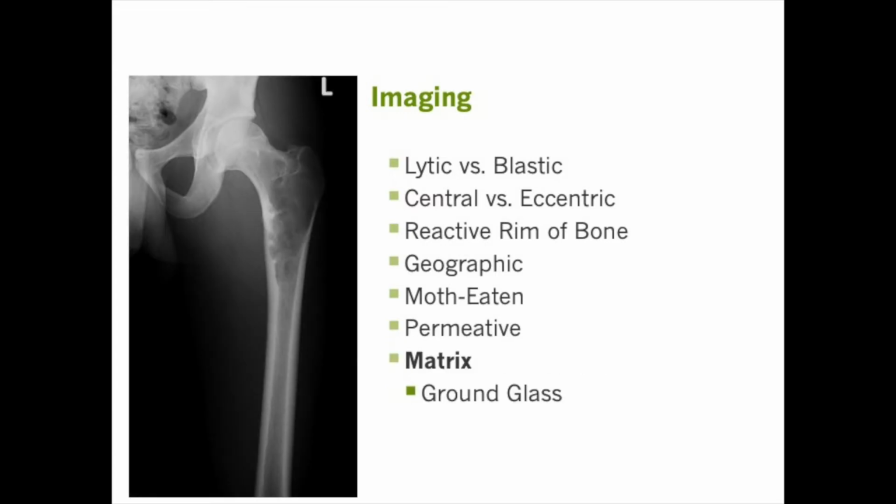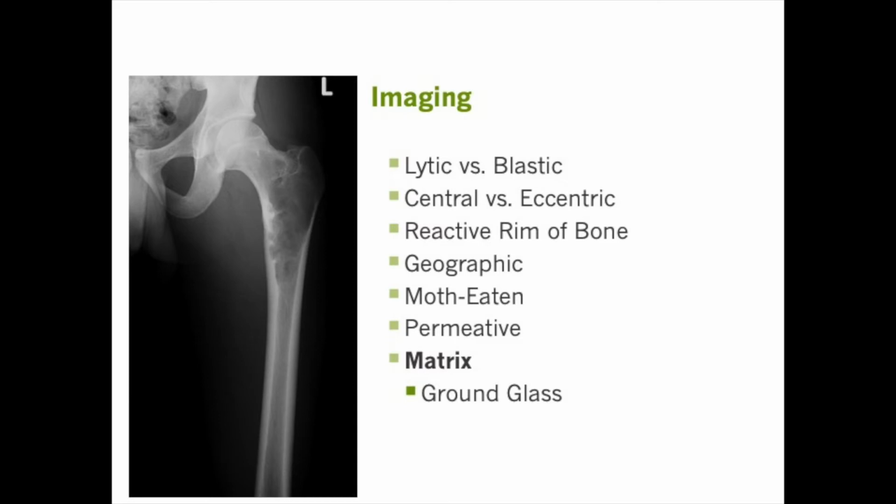Now getting back to the matrix that we just alluded to earlier, this is one of those things where we talk about what is being built within the lesion. That's the matrix. What is the extracellular component of the lesion? Ground glass is very characteristic for fibrous lesions and even more specifically fibrous dysplasia. Many other fibrous lesions will not necessarily appear ground glass. Here you can see that.